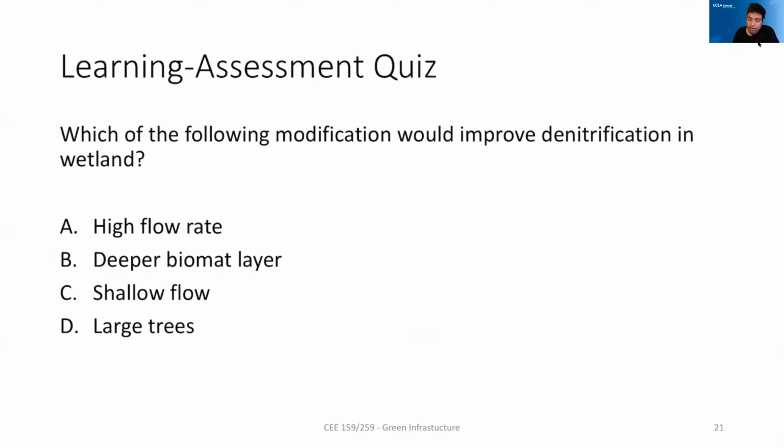All right, so a few more seconds before we close this quiz. Which of the following modifications would improve denitrification? The key here is that it's a slow process. So that means if you give long enough time, that will improve. So which one will be the answer? That will give you more. And then also it's a biological process. These are the two things you have to remember. So wherever it gives you more, okay, I'm going to end the poll.